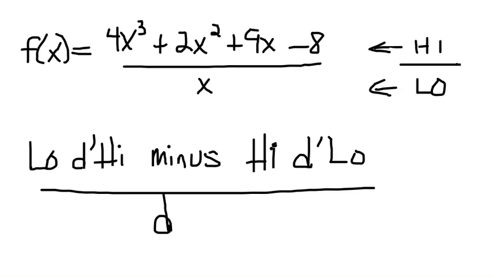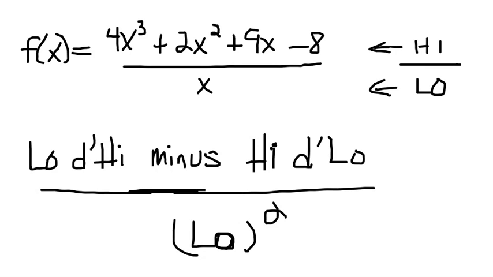So the denominator, which I guess is low, I'll just write that as low. You're going to wind up squaring the denominator. So I'm going to change that and put it back to a pencil here. And we're going to go low in the denominator, and that is going to be squared. So that's our rule. We're going to have low D high minus high D low. Draw the line, and down below the squared denominator always must go.